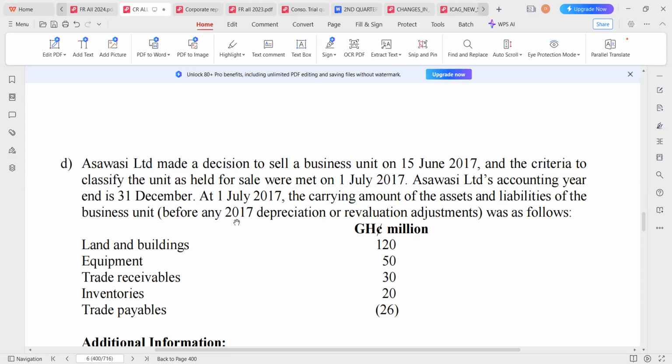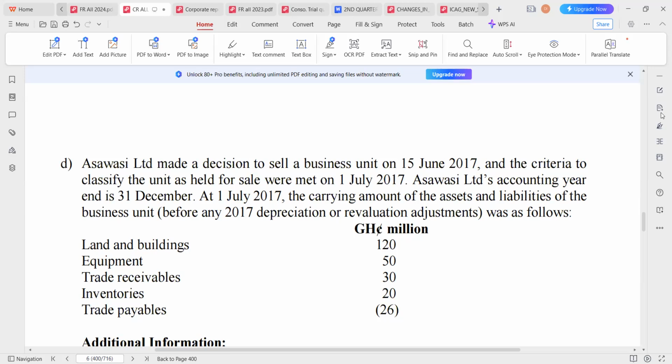So that means they have not depreciated. So how many months are you going to depreciate the asset in 2017? How many months? You can see. How many months are we to depreciate the asset? 6 months. Why 6 months? He said, at 1st July 2017, the carrying amount of the assets and liabilities of the business unit. So that's what I was thinking before any. Oh, okay.